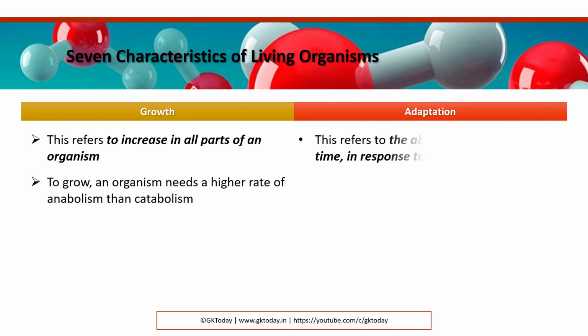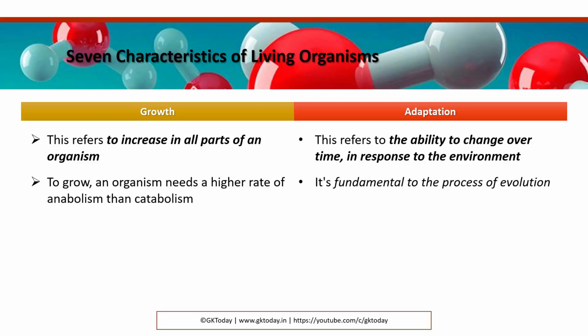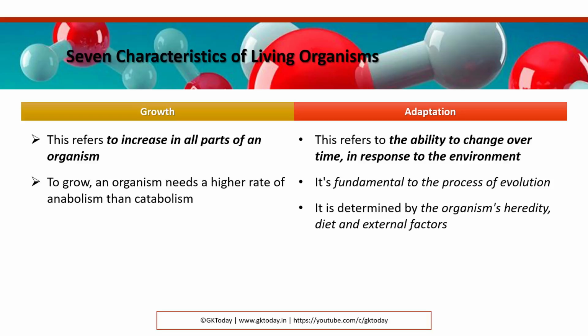Next is adaptation. Adaptation is the ability to change over time in response to the environment. So take humans for example, we changed from people who lived in jungles to people who have built civilizations over time. Or even a better example would be say dogs. Domesticated dogs came from wolves whom we took from the wild and domesticated, and they have adapted to this environment to a whole new species. So adaptation, of course, is fundamental to evolution. That's how species evolve. It is determined by the organism's heredity, diet, and other external factors.